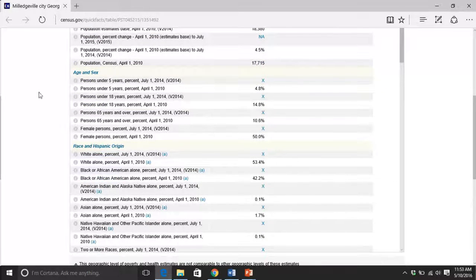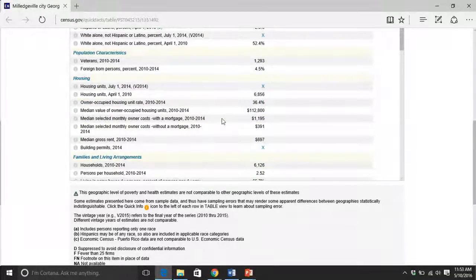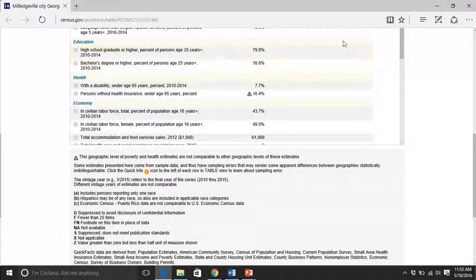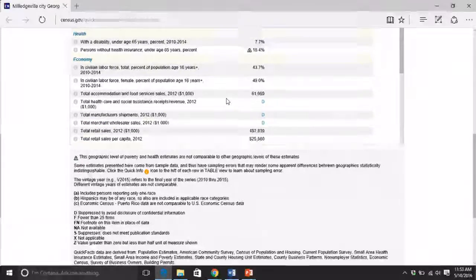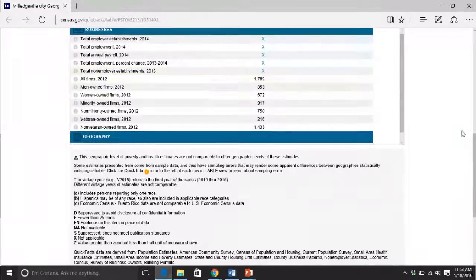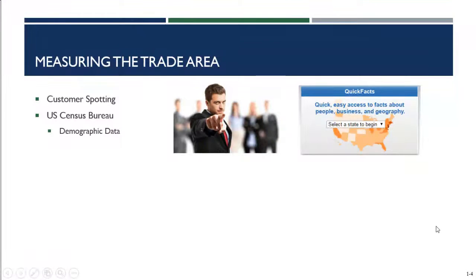But what's great about this is it tells us how many people are under 5 years old, under 18. So how many children live in Milledgeville? How many senior citizens live in Milledgeville? What percentage are female versus male? It tells us their race. We can scroll down and see where they live, what their median house payment is. We can tell what their level of education is, in general, if they have health insurance or not, what types of jobs they have. We can look at all of the employment data. This tells us so much about the people, which helps us understand our customers a little better.